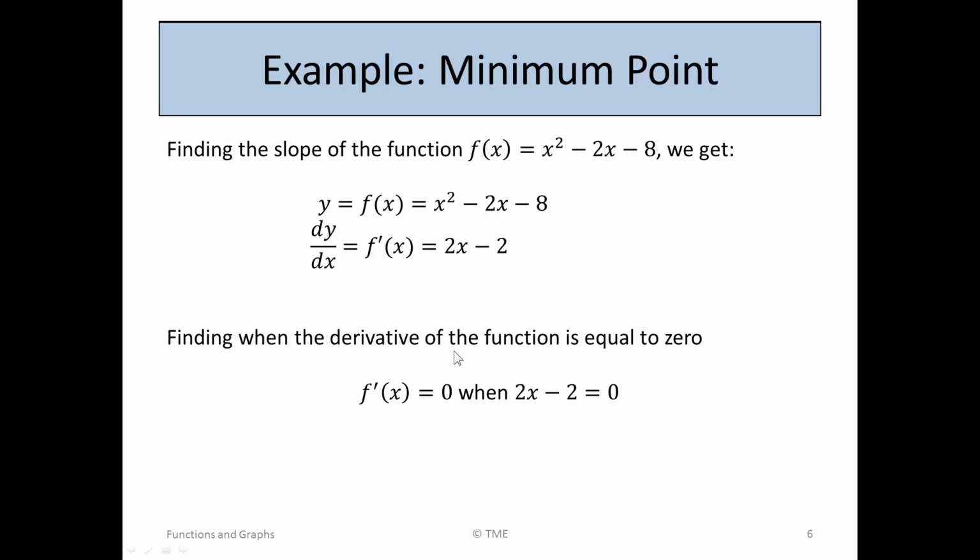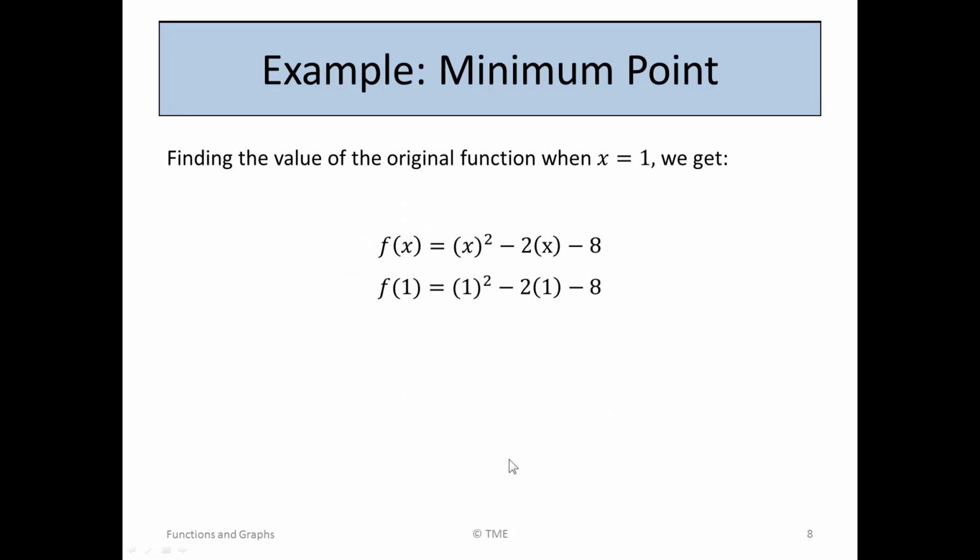We're interested, though, in when the derivative of the function, or the slope of the function, equals 0. So we're going to set this 2x minus 2 equal to 0. So when is 2x minus 2 equal to 0? Well, when 2x equals 2, putting the 2 on the other side. If 2x is 2, it's when x is 1. So we can now find the value of the original function when x is 1.